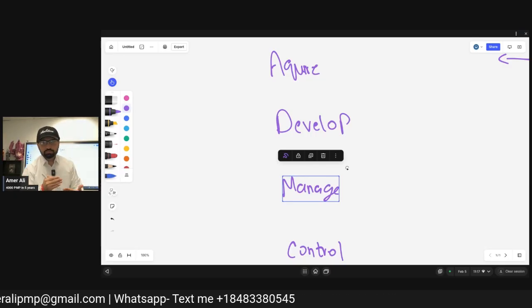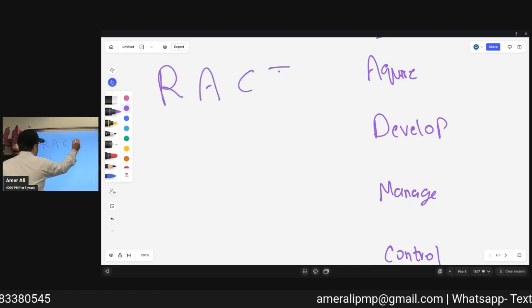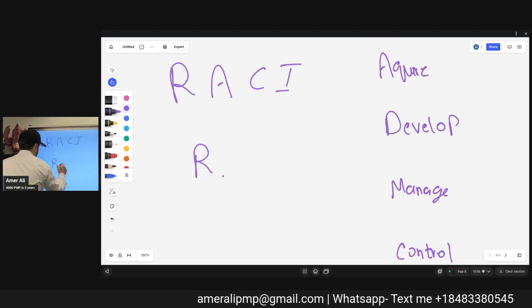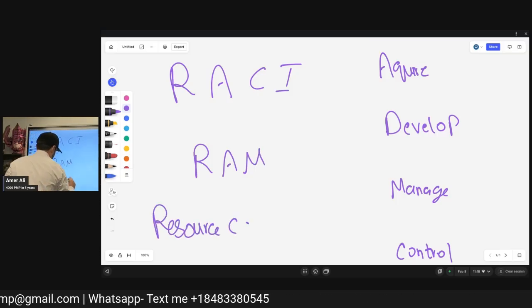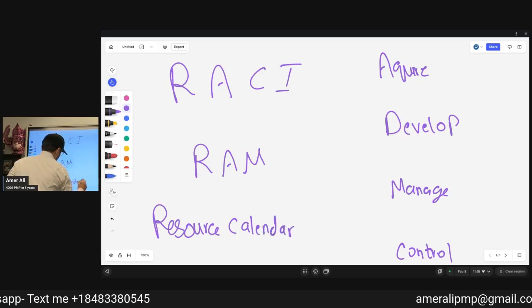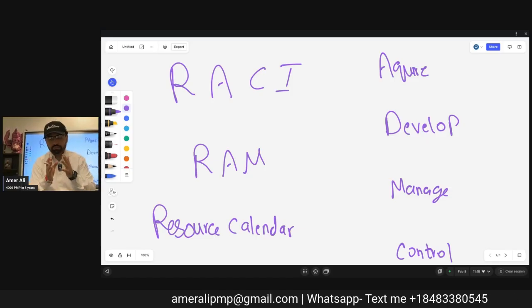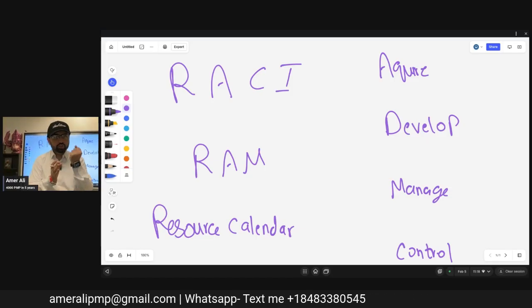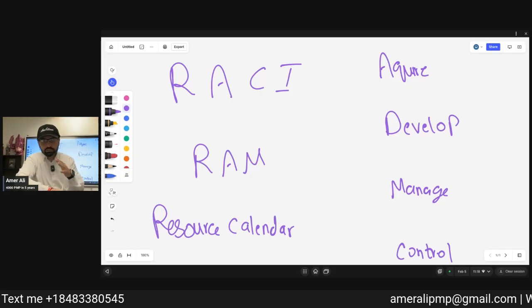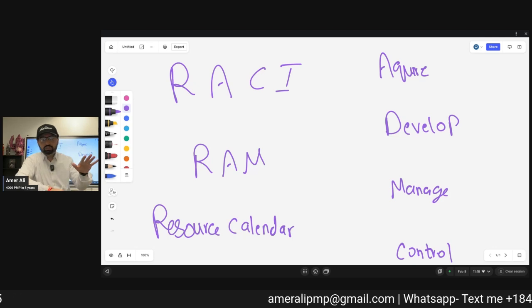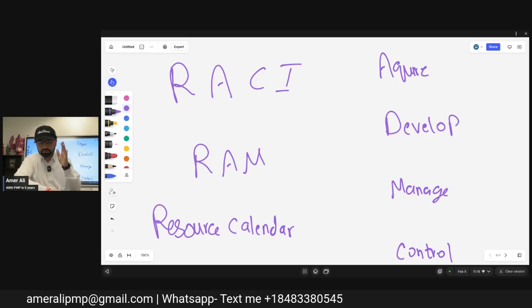In addition to the resource management plan, you are also making the RACI, RAM, and resource calendar here. I told you I'm going to go deep into the team topic. My goal in this master class is to make sure you understand every single thing in the team topic. If the majority of people want me to skip, I'll do that, but I want to go slowly and cover every single thing. Put something in the chat box if you want that or not.